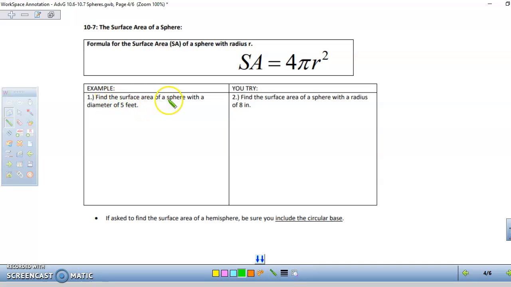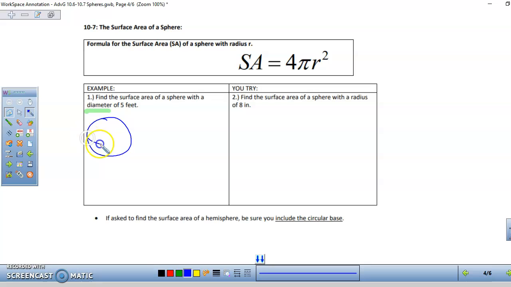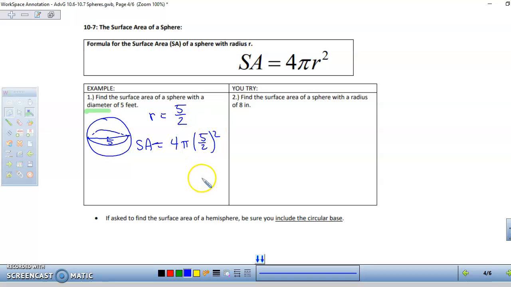Okay, so find the surface area of a sphere with a diameter. Be very careful that you read carefully on that. So I have my sphere. You just put a little belt on a circle, and that gives it that 3-dimensional feel. But I have a diameter of 5. So that means my radius is 5/2. Okay, so the surface area is 4 pi and then 5/2 squared.